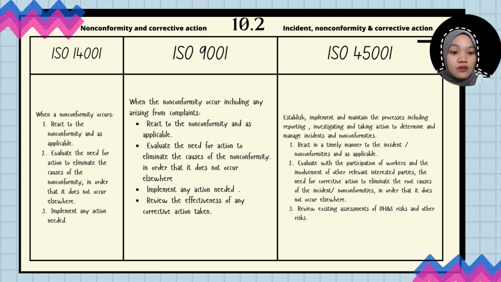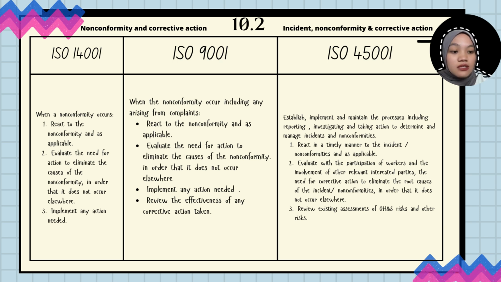For ISO 9001, when a non-conformity occurs, including any arising from complaints: 1. React to the non-conformity and, as applicable, 2. Evaluate the need for action to eliminate the causes of the non-conformity in order that it does not occur elsewhere. 3. Implement any action needed. 4. Review the effectiveness of any corrective action taken.